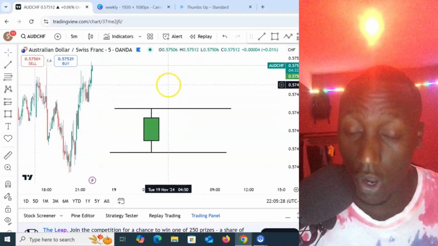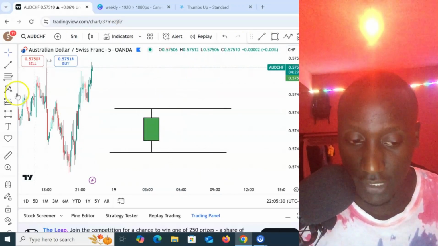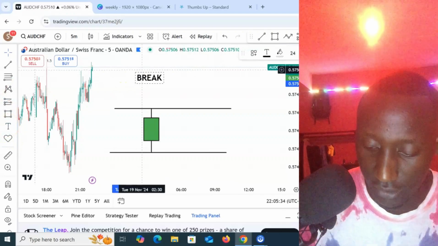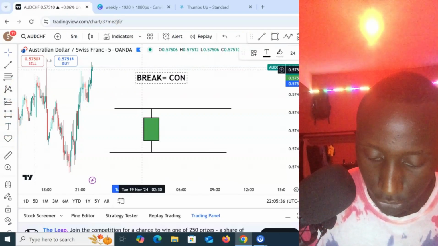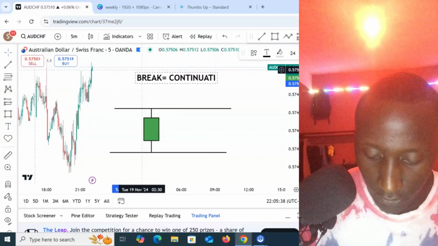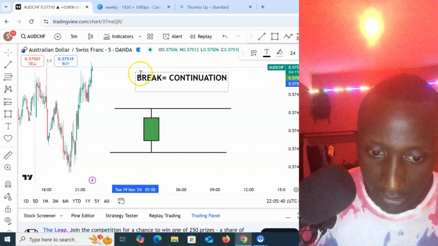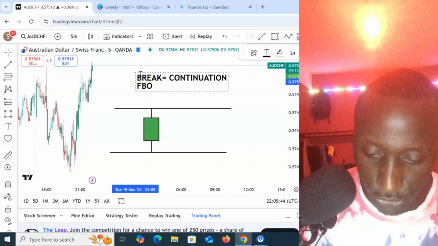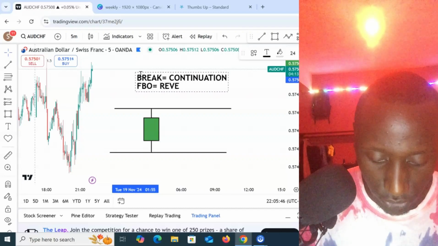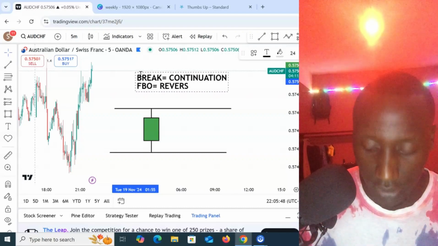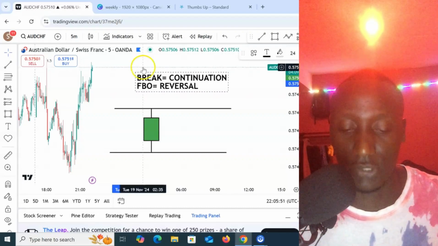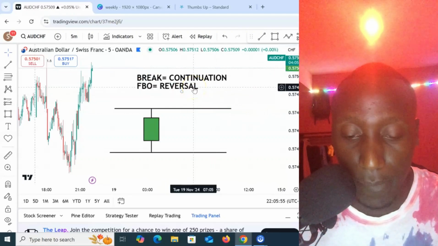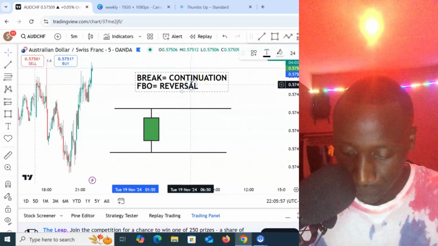Now, if you know how price moves, then you know this theory. Breakout is a sign of strength, which means continuation. And then failed breakout, so FBO, I'll use initials, means reversal. So a failed breakout, I'll show you in a minute what it looks like. But these are the fundamental building blocks of the strategy.